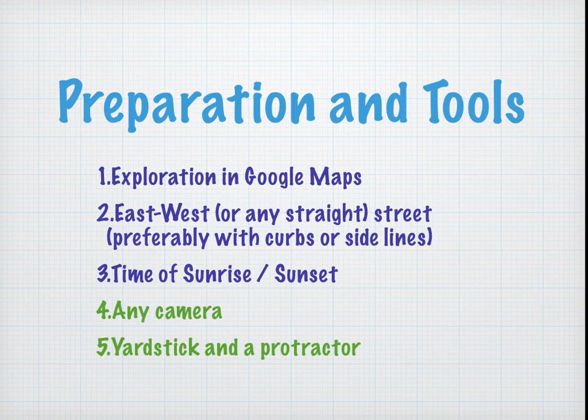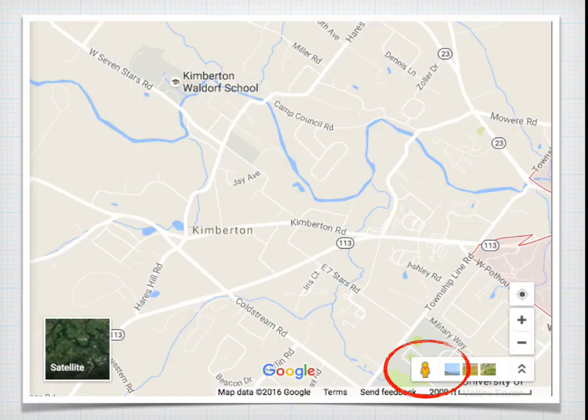Then in Google Maps, ideally, we want to find an east-west street. And if you can't find an east-west street, you can just find any other straight street that has nice curbs or sidelines that you can make a comparison to. You also want the time of the sunrise and the sunset. And then you can use any camera, but in the field you'll need a yardstick and a protractor. So here's an example, and this is actually Kimberton or Phoenixville near me.